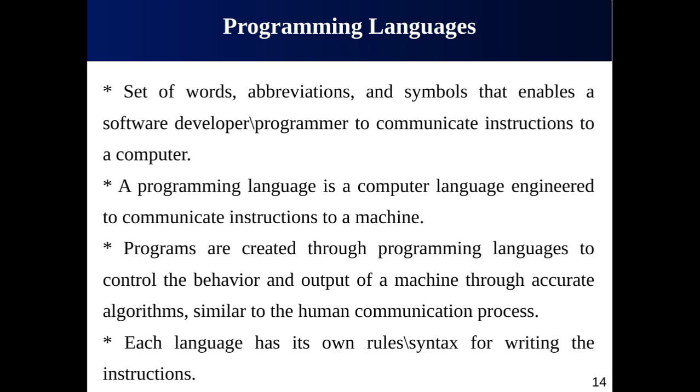The computer itself can't do anything. It must be instructed what to do. And for that, hundreds of programming languages are available nowadays to programmers, ranging from C, C++, Java, Perl, Python, and so on. Programs are created through programming languages, and they control the behavior and the output of a machine through accurate algorithms, similar to the human communication process. As many languages are available, you must follow the rules, regulations, syntax, and semantics of a language in order to write a program in that programming language.